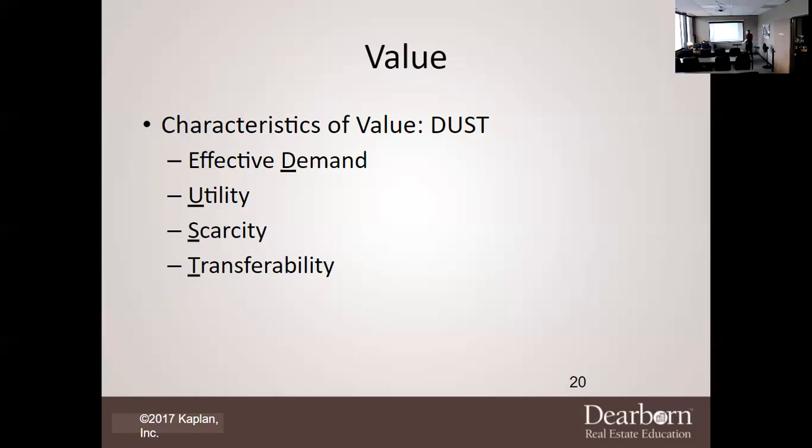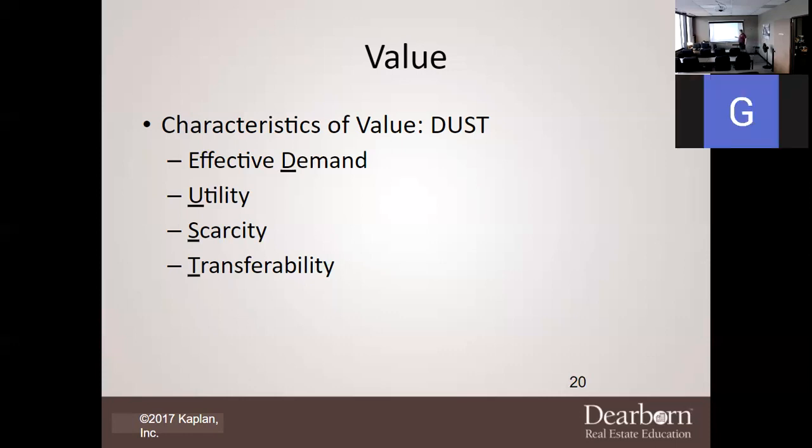Okay. So the next thing is the utility. How can that property be used, what are the benefits of that property? Also scarcity. How scarce is the property? What's happening in California? They're all coming this way. Well, why are they having to come here? What's the reason? Why are they coming here?